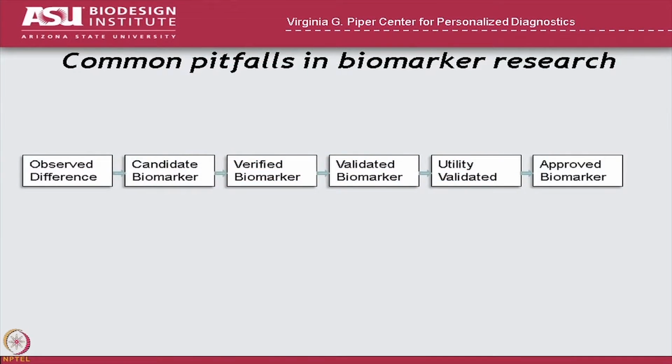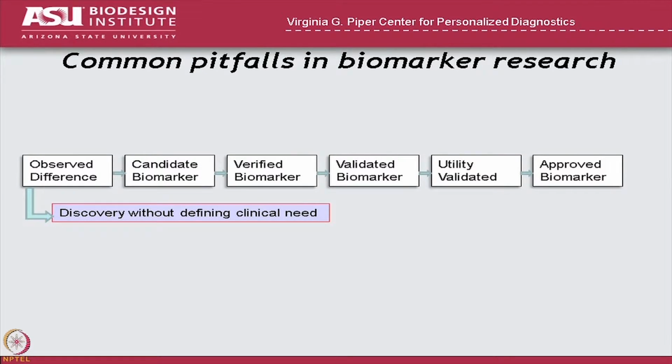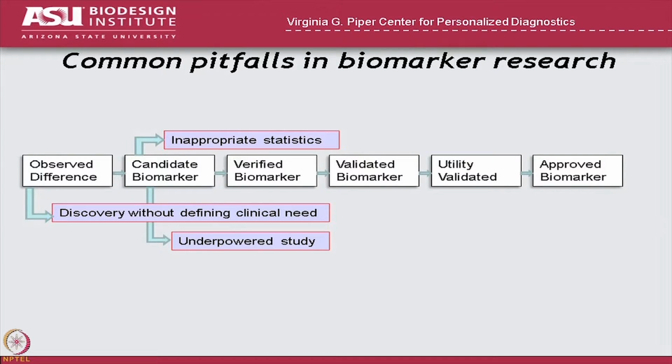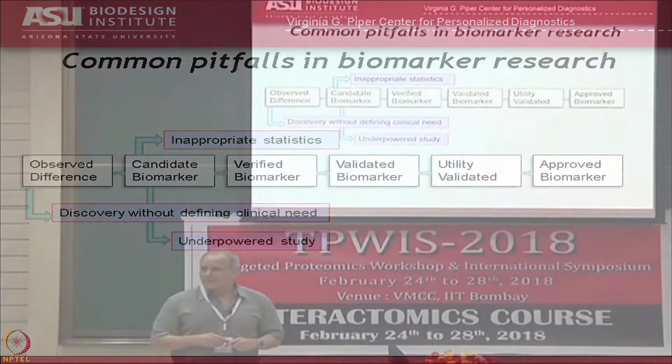Okay, so where does this go wrong? This can go wrong in a lot of places, and it does all the time. The first mistake is you discover some kind of a difference, but without defining a clinical need. If you haven't defined the clinical need, your difference may be meaningless or useless. People often do inappropriate statistics on these candidate biomarkers. They'll look for p-values instead of doing proper biomarker statistics. People do what's called an underpowered study. What's an underpowered study?